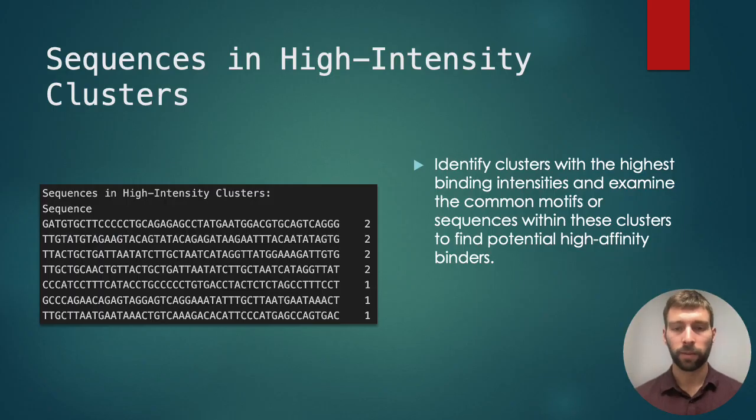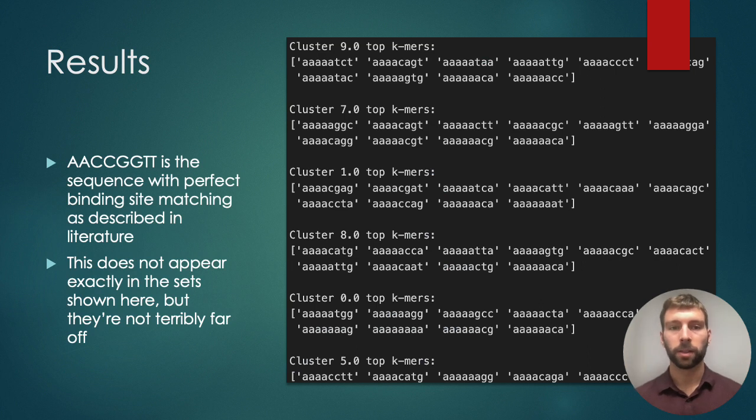So looking at group 9 from the previous slide, I wanted to just see which sequences had repeated motifs. So here's just a count with the binding intensities with the sequences with the highest binding intensities. As noted in the introduction, AACCGGTT is the sequence with the perfect binding site matching the literature for the protein of interest. This analysis yielded a number of somewhat similar sequences, as you can see to the right.